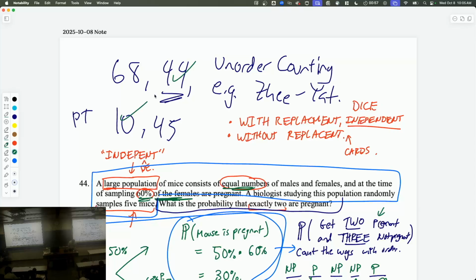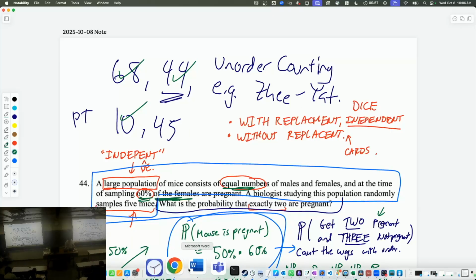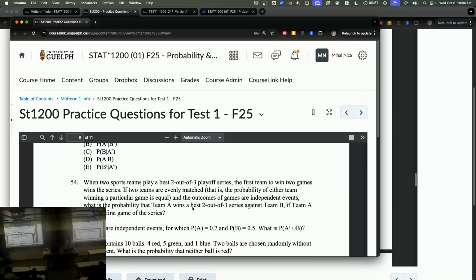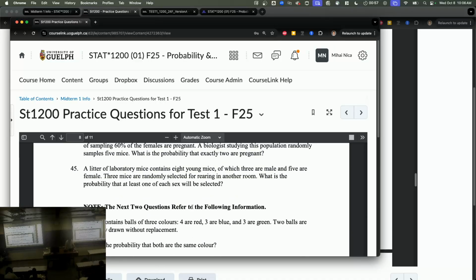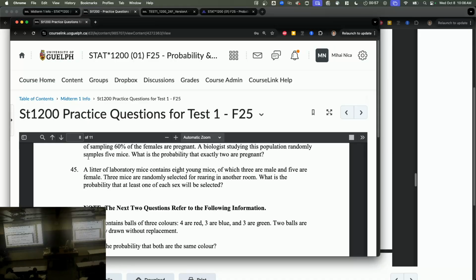This one. The one we did was 68. We did one with counting already. So what was 45? Let's do 45. Okay, yeah, this is a good one. So this one is also combination-y.